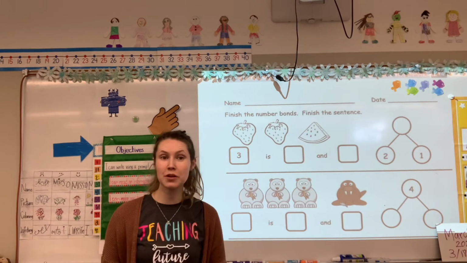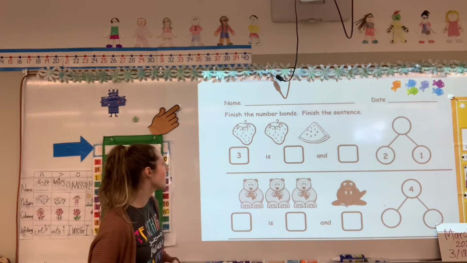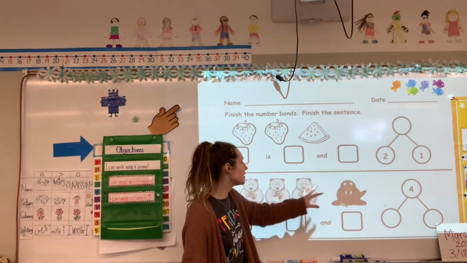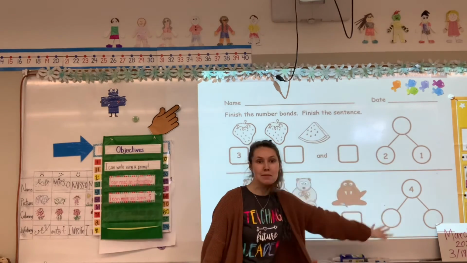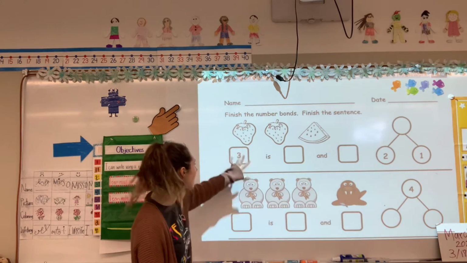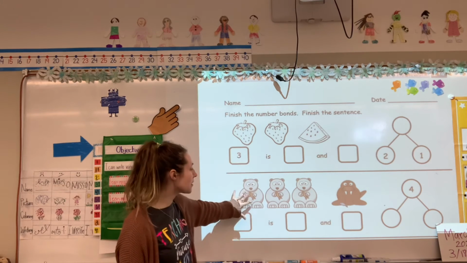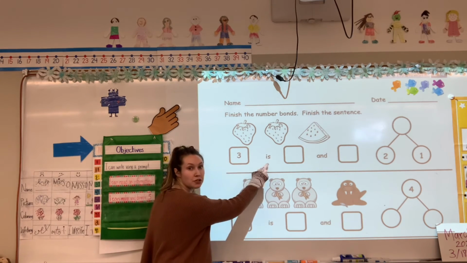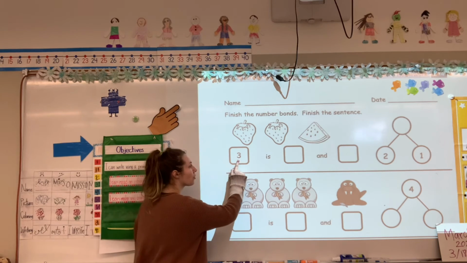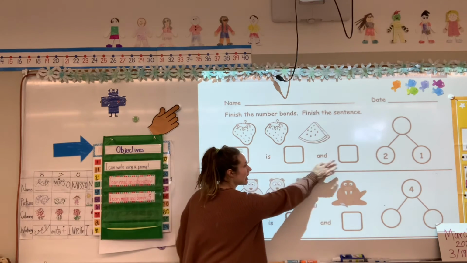Okay, so this is going to be what you'll see for your homework here. You'll notice that we have some different groups here. You're going to have to look at the groups, fill in the missing numbers on your number bond, and then fill in the number sentence. Now notice, look at these words here. You should be able to read them. This says 3 is blank and blank.